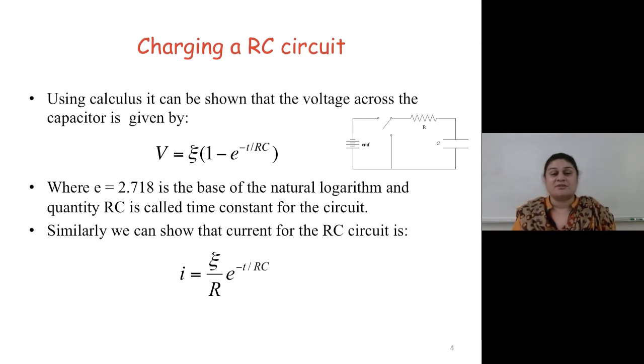Similarly, using calculus, we can show that the current for the RC circuit is given by I equals EMF over R, e to the power minus t over RC. Luckily for us, this is the algebra-based class, and we will not actually be deriving these formulas. You just have to know them in order to solve the problem.